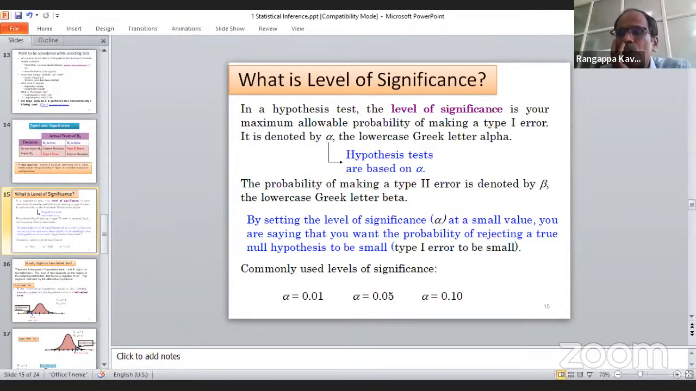Normally, the null hypothesis says there is no significant difference. In the alternative hypothesis, if you say there is a significant difference, you are not stating whether it is greater than or less than. You are just stating that it is significantly different. In that case, the alternative hypothesis is not directional. The actual value may be on the left side or on the right side. In that case, you have to go for a two-tail test.